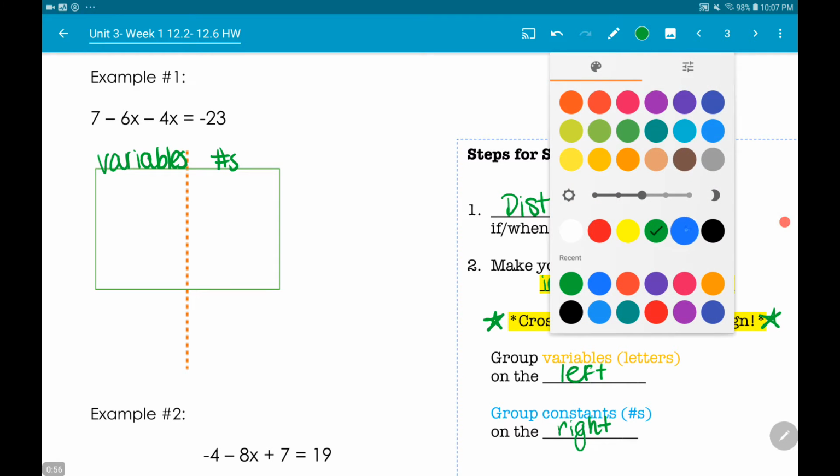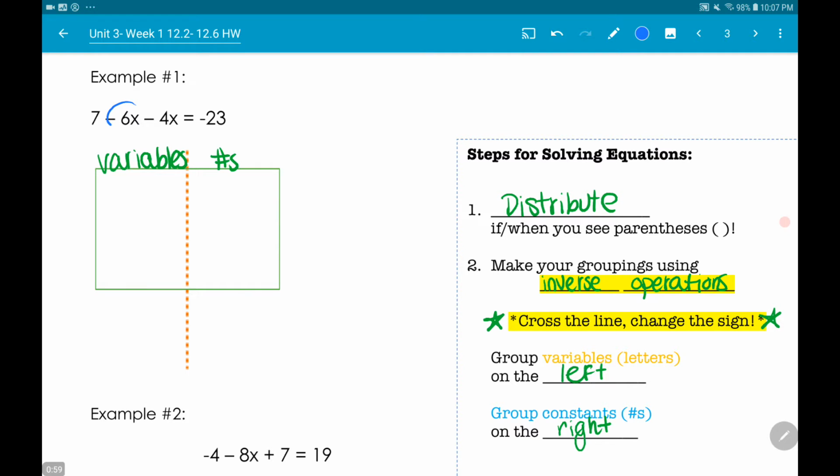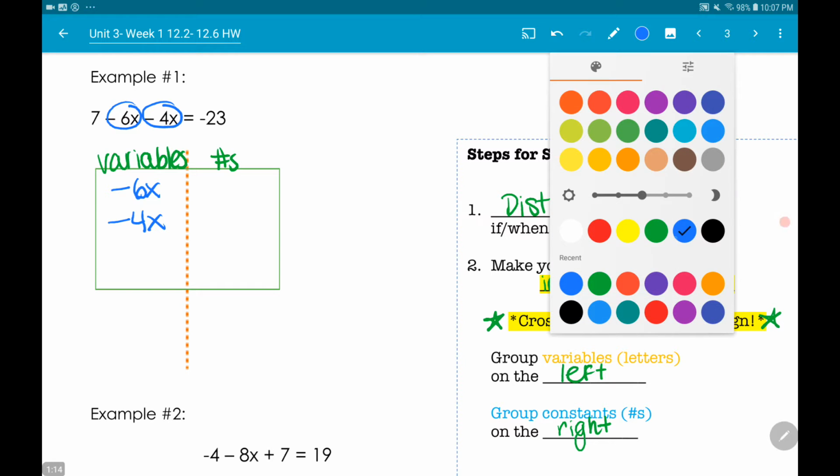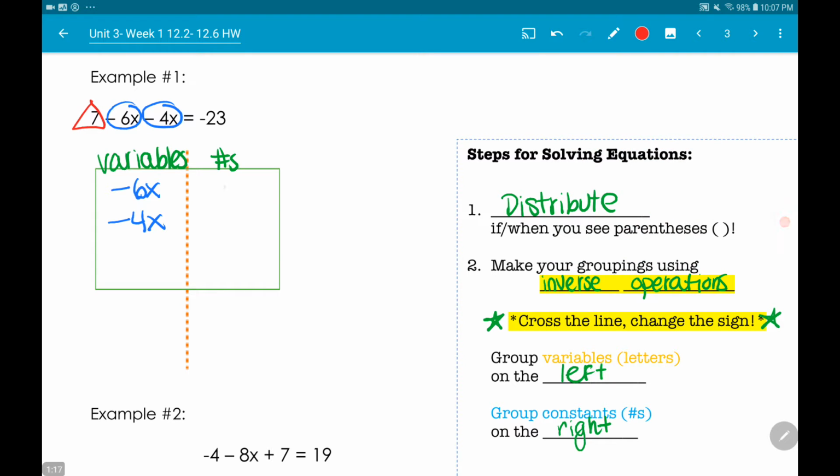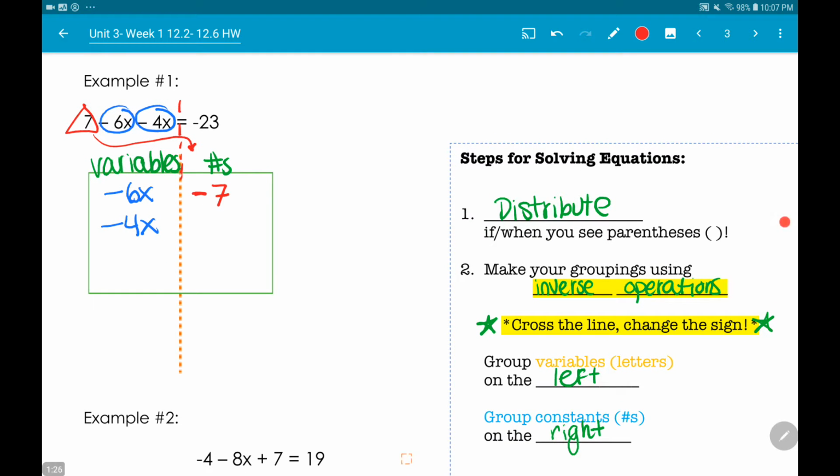All right, so the first thing I'm looking for is my variables. I spot a variable here. Is it on this side? Yes, so it stays the same. And I see another variable here, and again, it's on the side, so it stays the same. Now I'm looking for my numbers. I see a 7. It is on the other side, so when I'm crossing it over, I need to change its sign. Negative 23 is also a number. Is it staying the same, or is my sign going to change? It stays the same because it's already on this side.